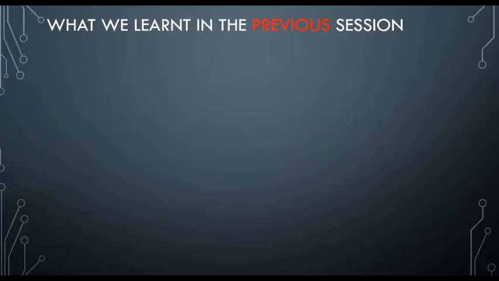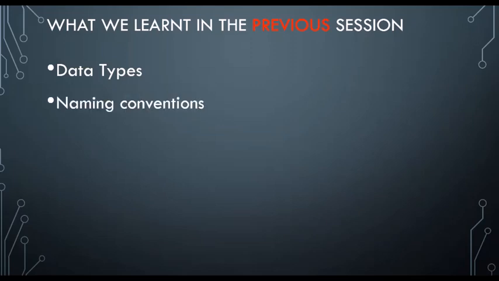Okay, what we learned in the previous session. Number 1, we did about data types. The primitive data types in Java are byte, short, int, long, float, double, char and boolean. So these are the 8 primitive data types in Java.